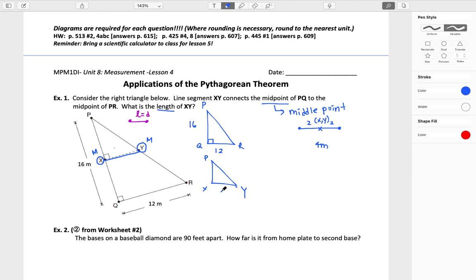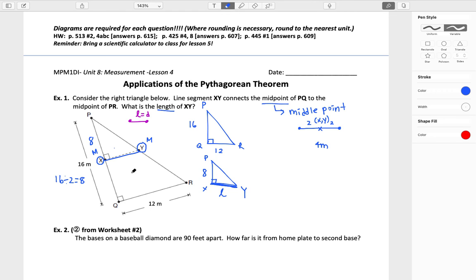Okay. So let's say we're looking for length here. And we know it's a right angle triangle. So just by looking at this, we know the length of PX. Why? Because it's right at the midpoint, in the middle. So what we can do is divide 16 by 2. So 16 divided by 2 is 8. So this length must be 8. Okay.